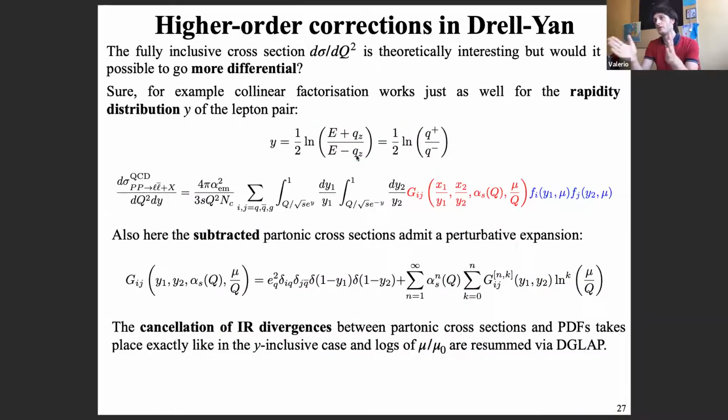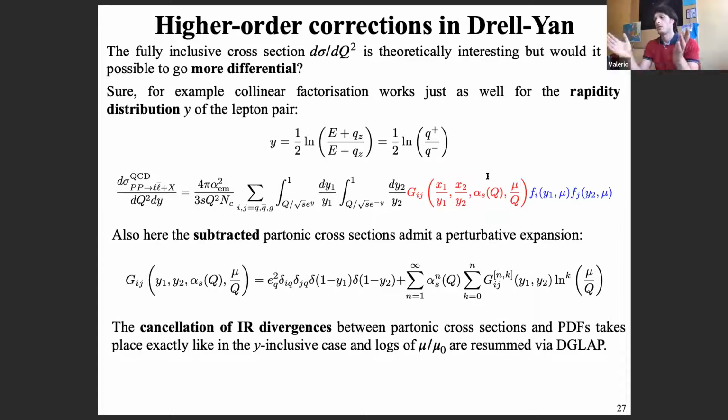Now, of course, the full inclusive cross-section, sigma as a function of Q squared, is theoretically interesting, so we have used it for looking at the factorization theorem. But of course, it would be very interesting to go more differential. So we want something that is not only differential in Q squared, but more differential. The next step could be to look at the Drell-Yan distribution not only in Q squared, but also in the rapidity. The rapidity is defined this way, where E and the three-momentum are those of the Z boson. We have already seen this variable yesterday.